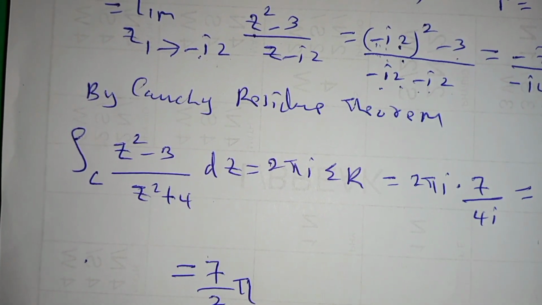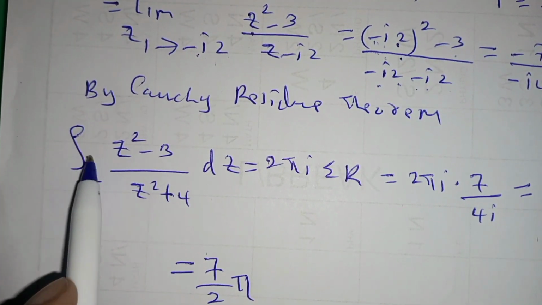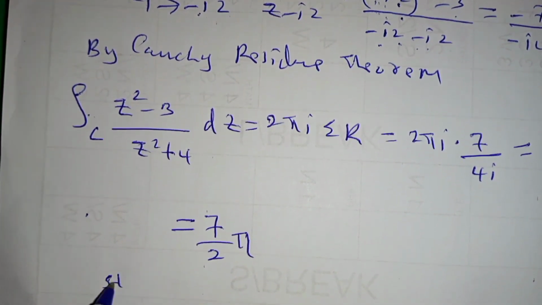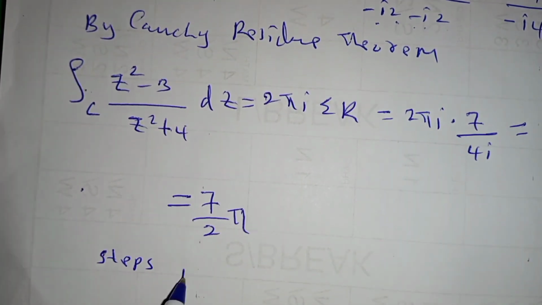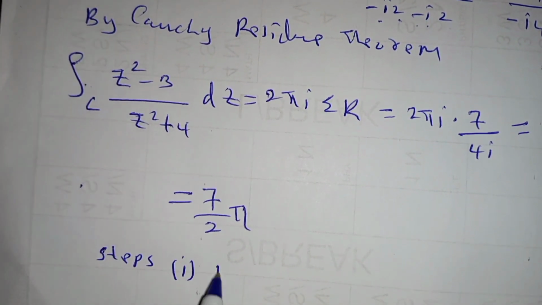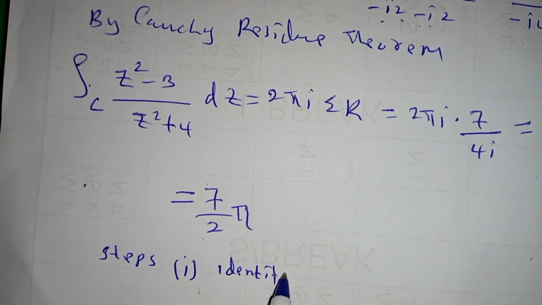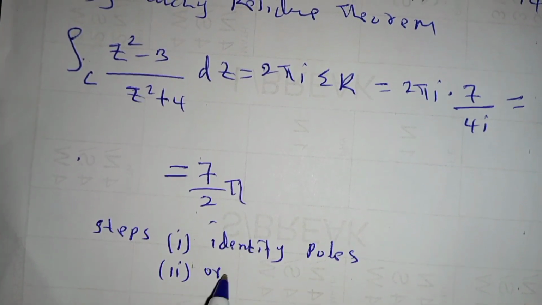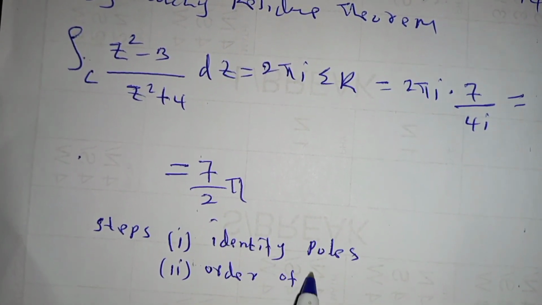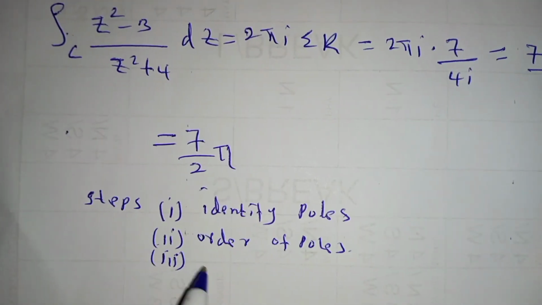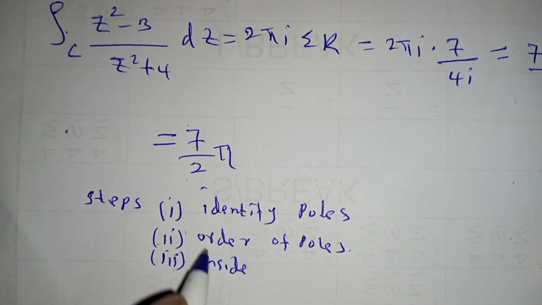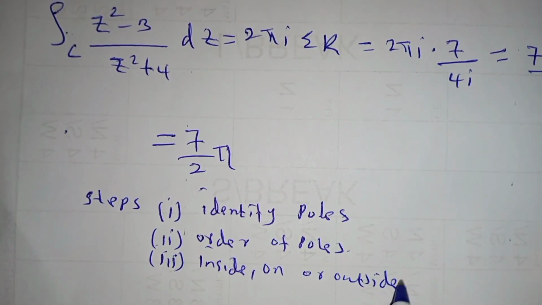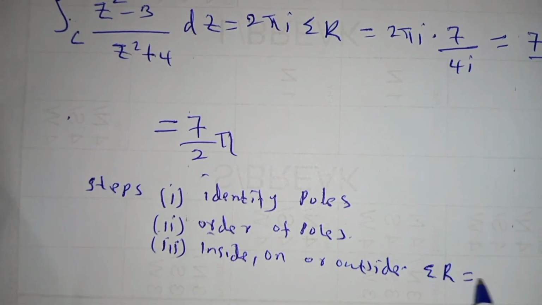So when we are going to evaluate a complex function like this to integrate, there are three main steps involved, which you have employed there. Number one, you identify the poles. You get to know the order of the poles. Are they inside, on, or outside?